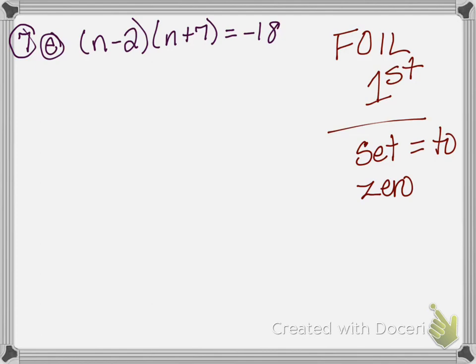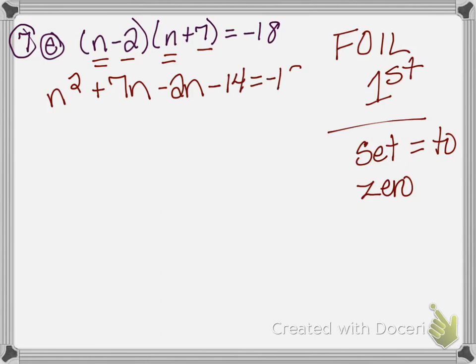So I'm going to FOIL. N times n is n squared. N times 7, 7n. -2 times n is -2n. -2 times 7 is -14. I'm going to combine like terms. So I have n squared plus 5n minus 14 equals -18.